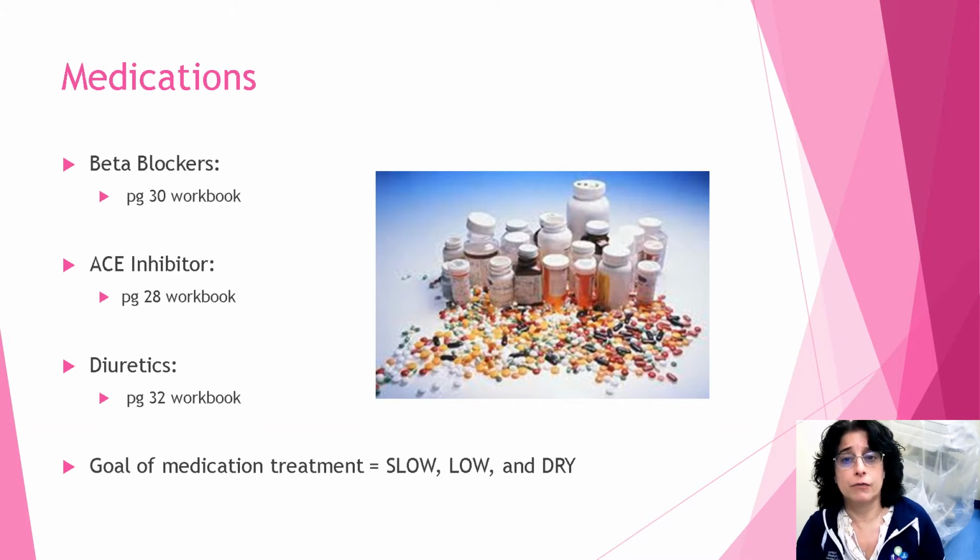There are 3 types of medications that we typically use to help treat heart failure, and the goal of these is to improve your quality of life as well as improve the pumping action, which improves your longevity. So the 3 types have basically a goal in mind: slow, low, and dry. So you take a beta blocker, which slows your heart rate. You take an ACE inhibitor, which will lower your blood pressure and protect your kidneys. And then you take a diuretic to keep the fluid off. So those are the 3 types of main medications.